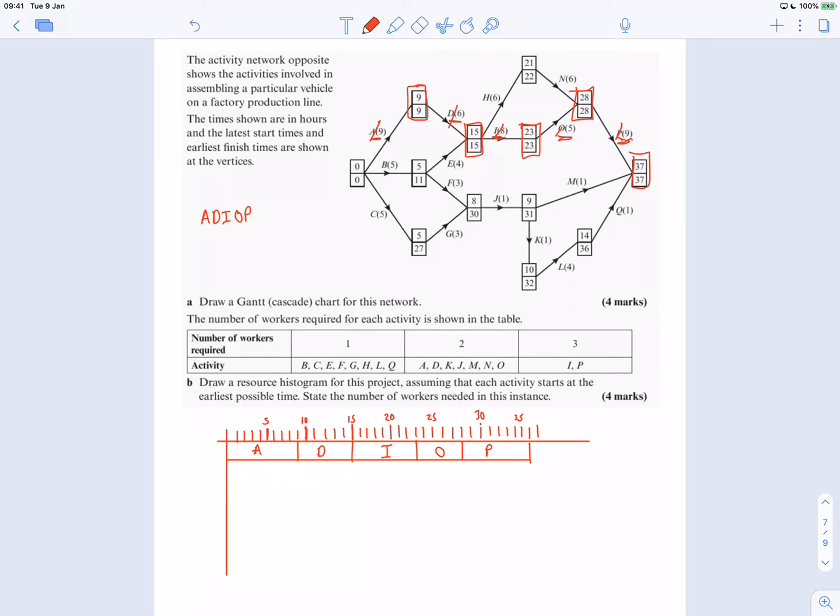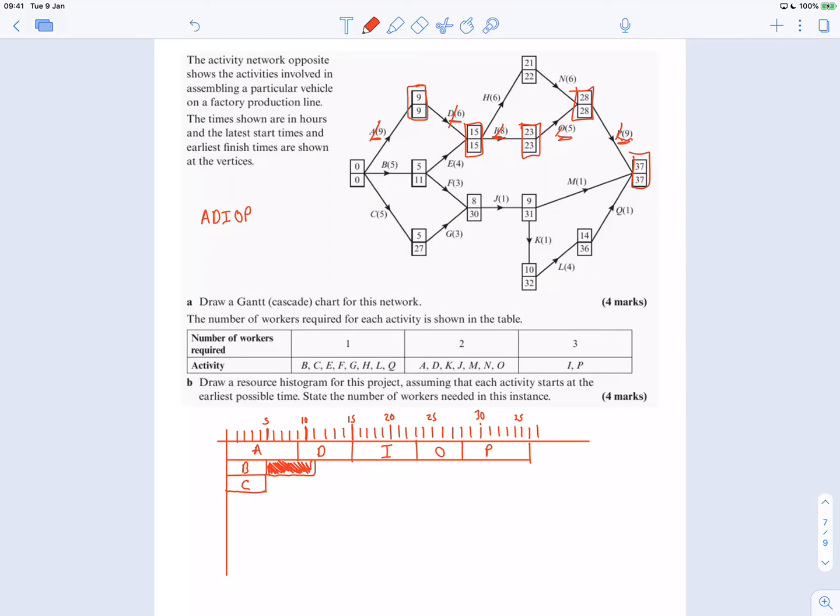Right, okay, let's do B and C. So B's 5. So there's B. And it's got a float of 6. Wow, so it can go all the way up to 11. So it's got a massive float. C has also got a length of... Wow, okay, C has got a massive... Oh, mate, come on. I mean, do I have to draw this?